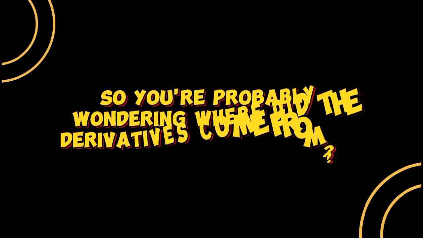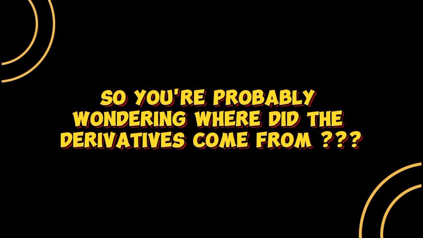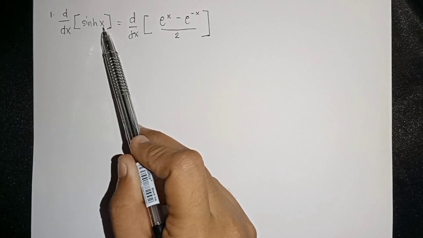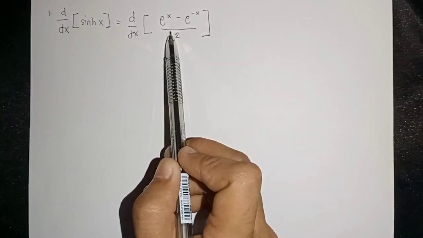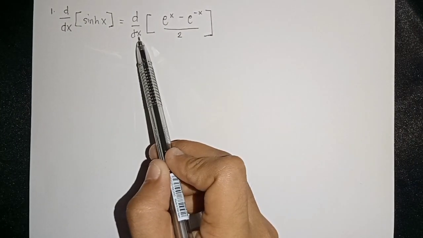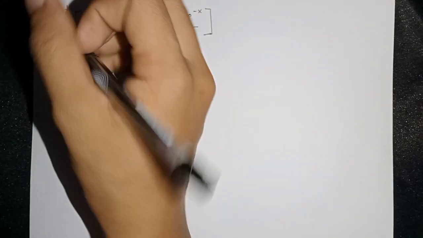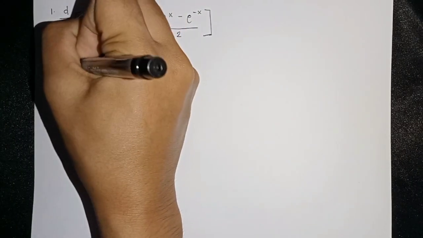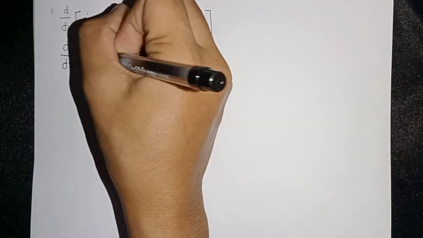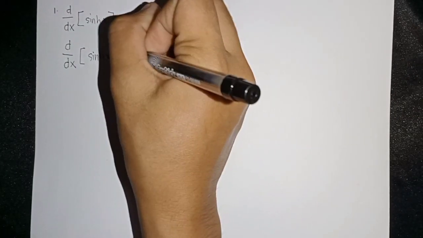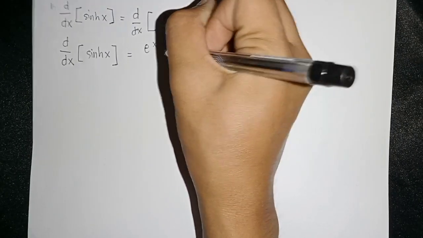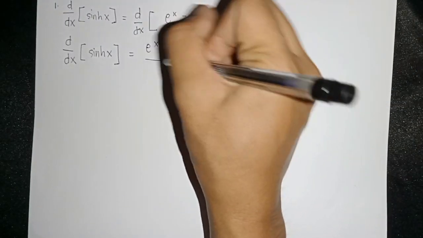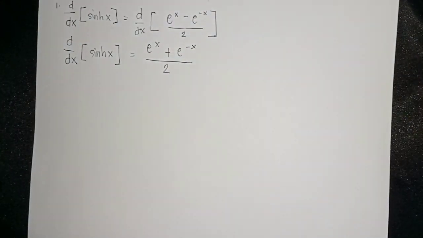So you're probably wondering, where did the derivatives come from? Here is the explanation. The first one is the derivative of hyperbolic sine x with respect to x, which is equal to the derivative of e raised to x minus e raised to negative x all over 2. Using the derivatives of exponential functions, the derivative of e to the x is simply e to the x, and the derivative of e to the negative x is negative e to the negative x. And therefore, we shall have e raised to x plus e raised to negative x all over 2.